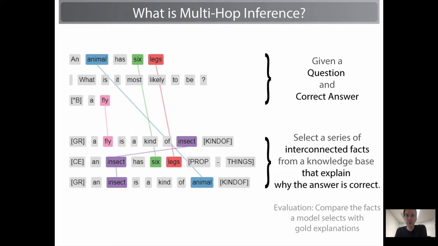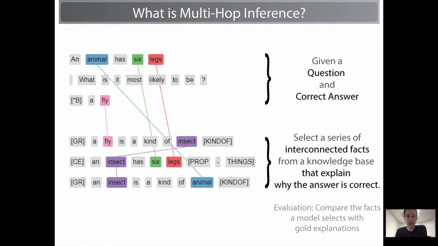The explanation is pretty simple, and it has only 3 facts. The question is, an animal has 6 legs. What is it most likely to be? The answer is a fly. And the 3-fact explanation is, a fly is a kind of insect, an insect has 6 legs, and an insect is a kind of animal.